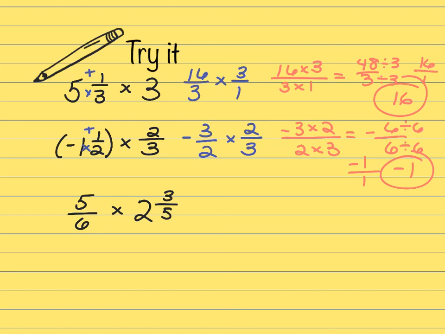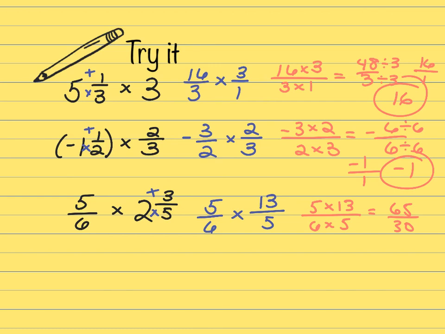Our final problem is 5/6 times 2 3/5. We're going to write 5/6 just the way it is. And then we're going to change our mixed number to an improper fraction. We're going to multiply 5 times 2 equals 10, and then we're going to add 3. 13/5. And now we can use our algorithm. 5 times 13, multiply your numerators. 6 times 5, multiply your denominators. 5 times 13 equals 65, and 6 times 5 equals 30.